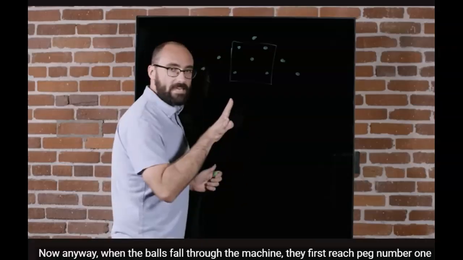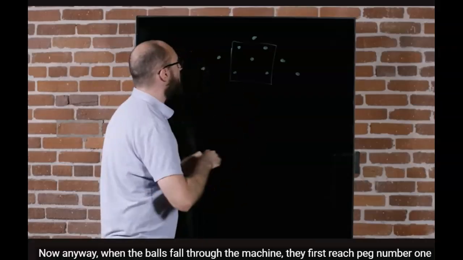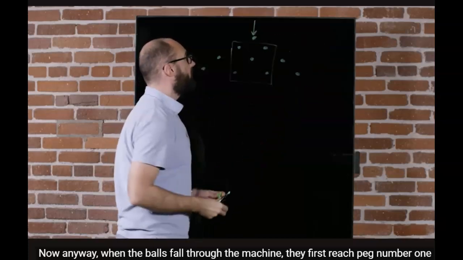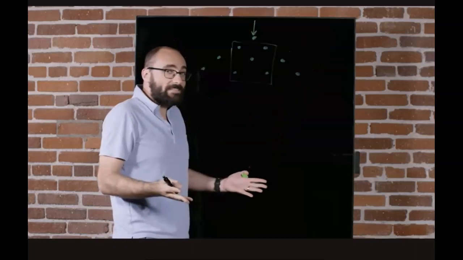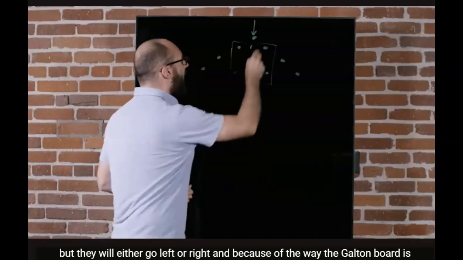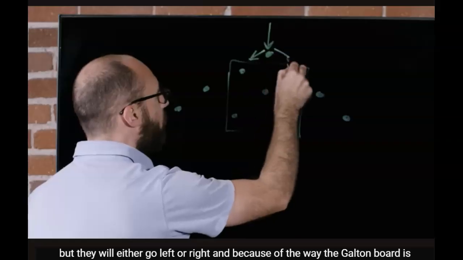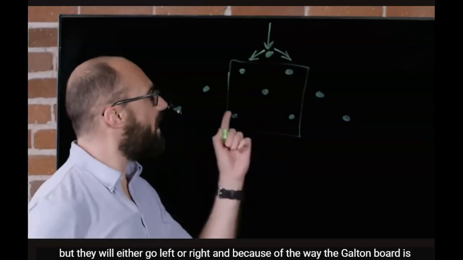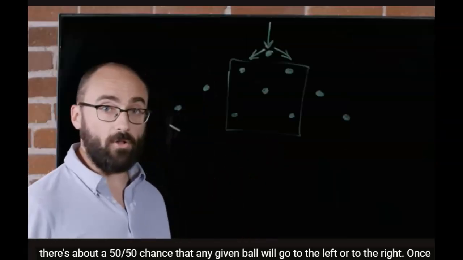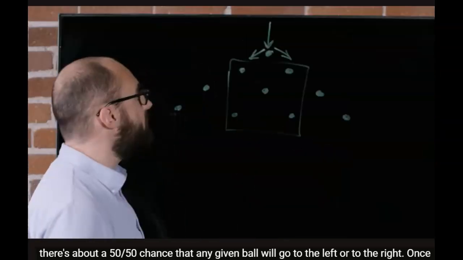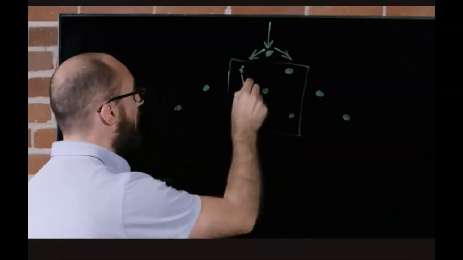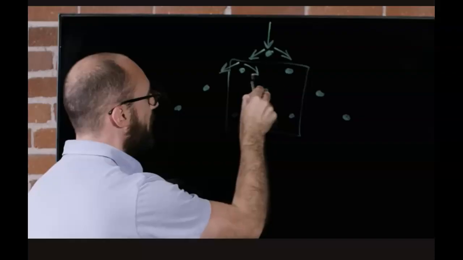Now, anyway, when the balls fall through the machine, they first reach peg number 1 in the first row. And once they do that, they have a choice. Well, they don't really have a choice, but they will either go left or right. And because of the way the Galton board is designed, there's about a 50-50 chance that any given ball will go to the left or to the right. Once that's happened, they've reached the second row of pegs, where they will either go left or right.